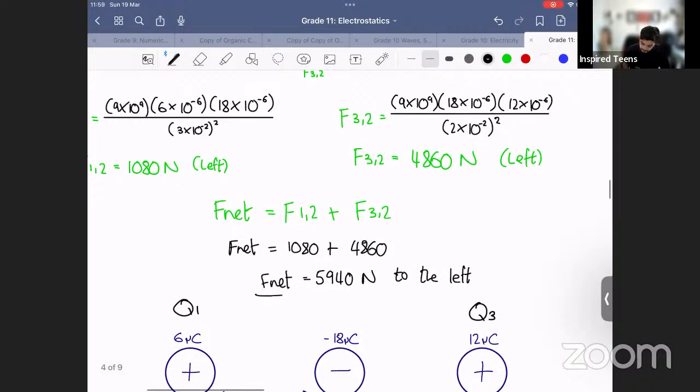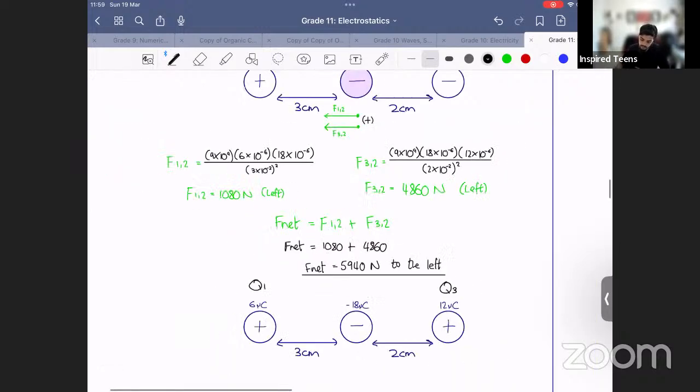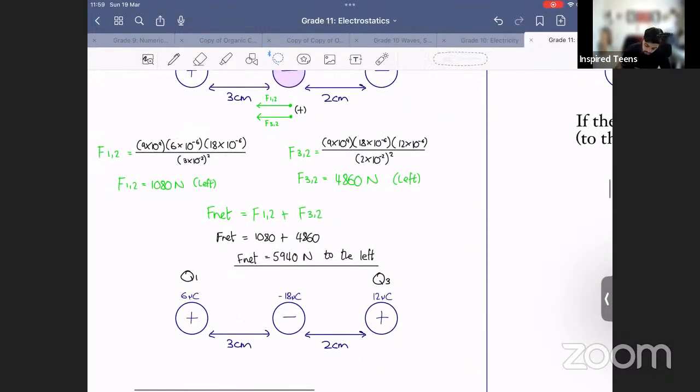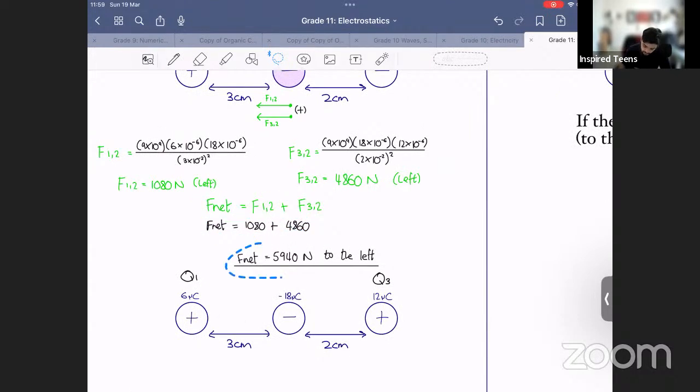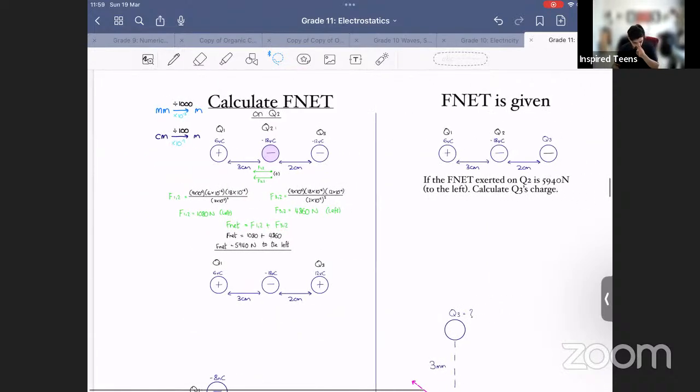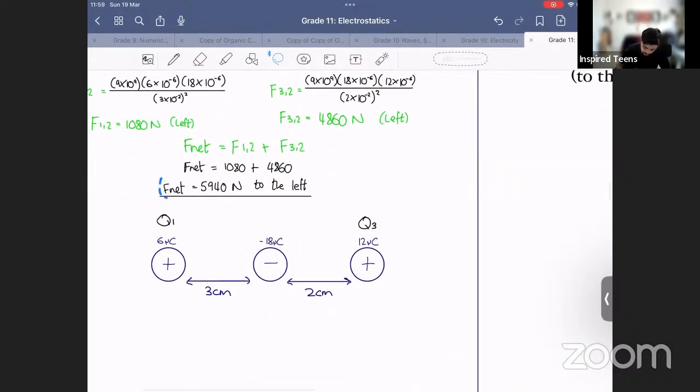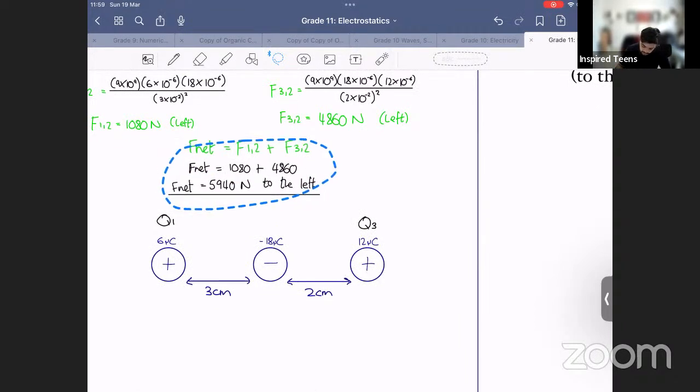Okay, so let's call it there. And then next week we will continue with the next example. Okay, the next few examples, hopefully.